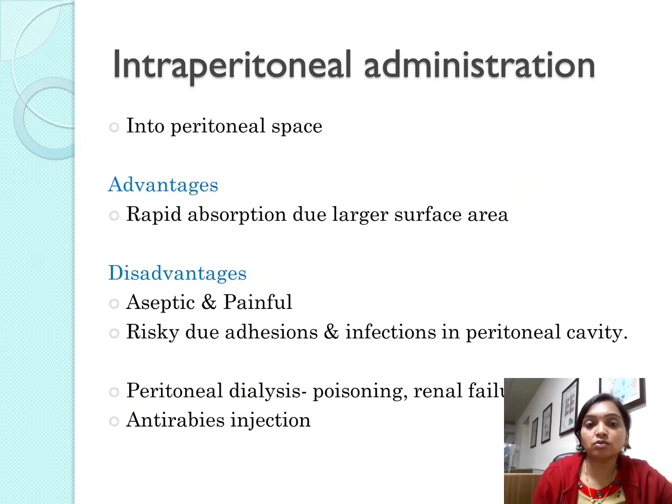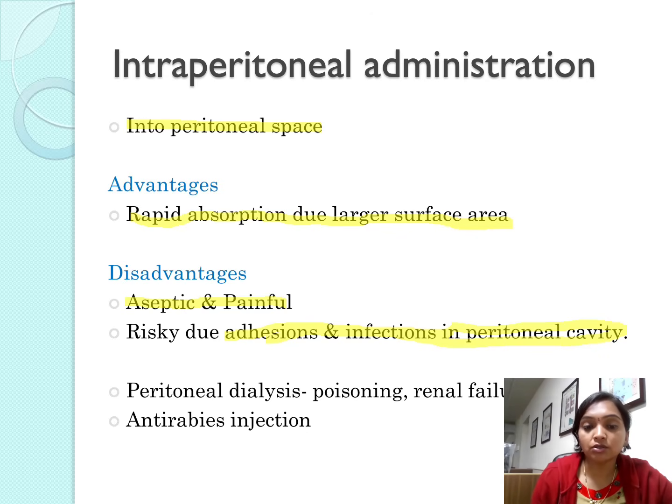So a few minor routes which you have to just remember is that intraperitoneal, where the drug is given into the peritoneal space. Okay, why we choose this route is because it has a larger surface area, so it will help in rapid absorption of the drug. Okay, here also you have to maintain aseptic precaution, and it is a painful procedure. The risk is that there can be adhesion and infections in the peritoneal cavity, which can even spread to the abdominal organs like the colon. So you have to take major precautions.